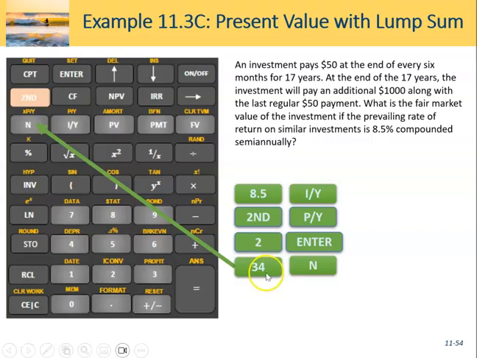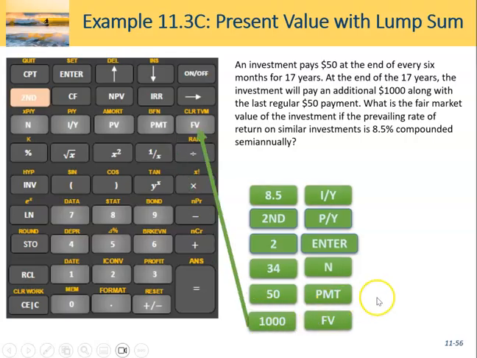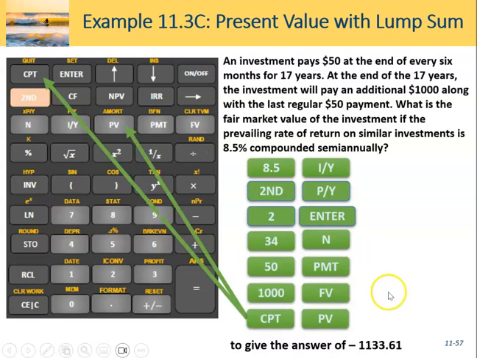And then our N is 2, representing every 6 months, so semi-annual, so 2 times the 17 to give us a 34 for our N. We have payments of 50. We have the future value of 1,000. And then we are going to compute the present value.